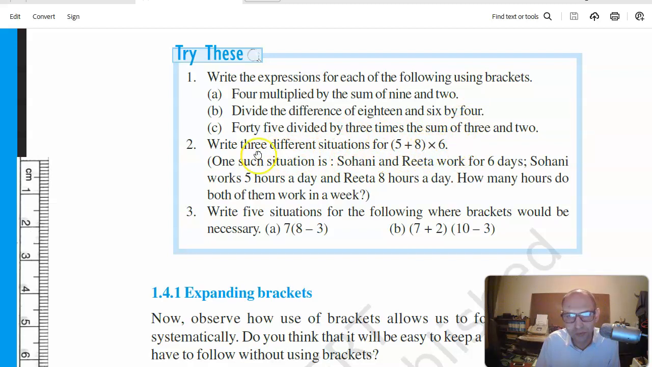So, for example, one situation is that Sohani and Rita work for 6 days, right? Sohani works 5 hours a day and Rita works 8 hours a day. How many hours do both of them work in a week? In a week they work for 6 days, and one of them works 5 hours a day, the other works 8 hours a day. So both of them together work 5 plus 8 in parentheses, which is 13, times 6, which is the number of days that they work in a week. So that would be 13 times 6, which is the same thing as 78, I suppose, right?